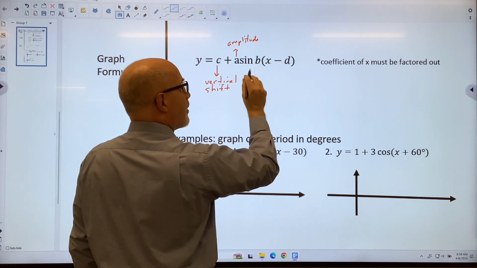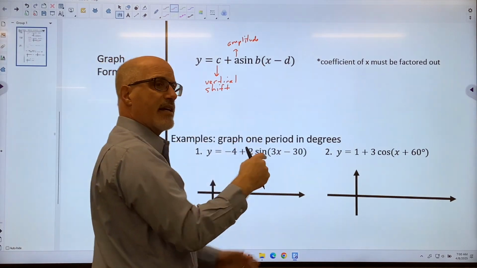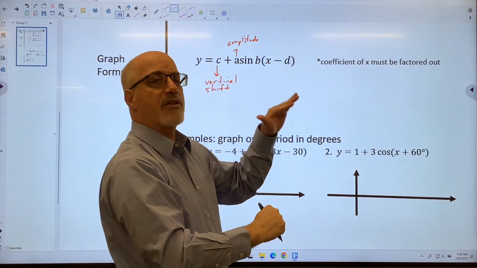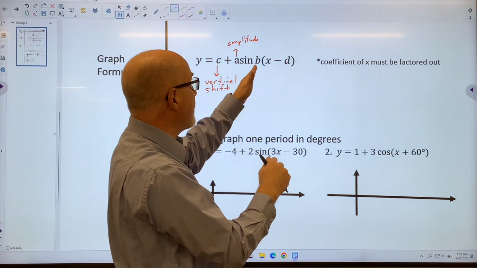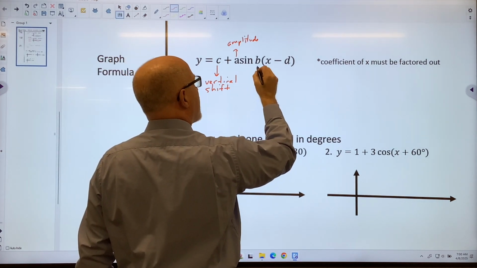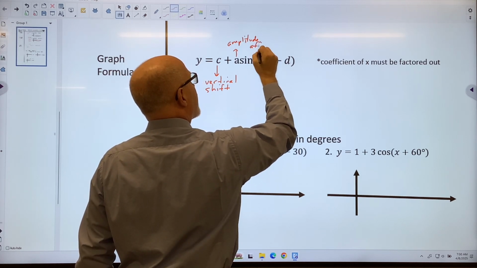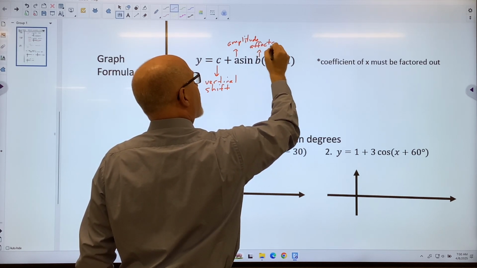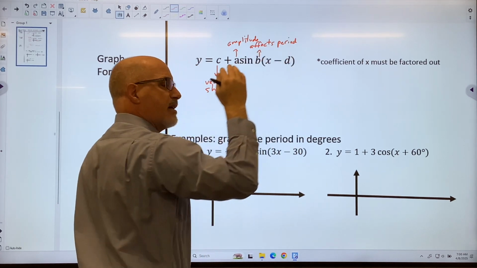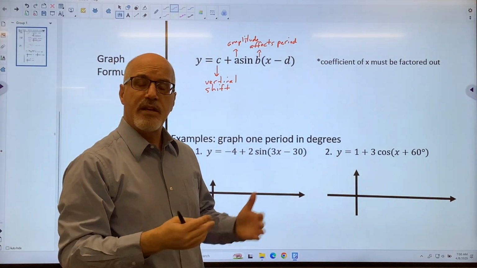This number here, which has to be, by the way, factored out. You don't want to have a number in front of the x. If there is, you factor it out, so you have it distributed out like this. This affects the period. And how it affects the period, remember, is that you take the normal period and divide by that b, and you get the new period.